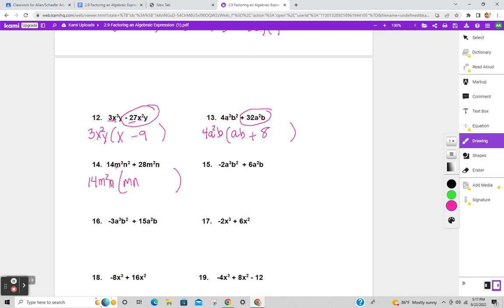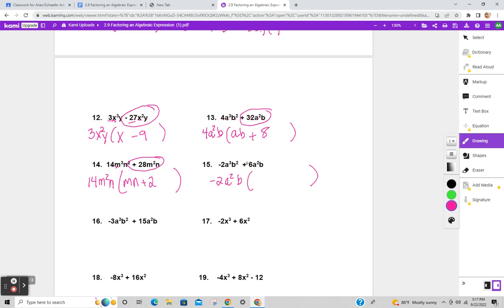All right, 4m squared times n times what will give me this term back? So that's going to be plus 2. Because we have m squared and we have n. All right, number 15. So we're going to factor out a -2a squared b.